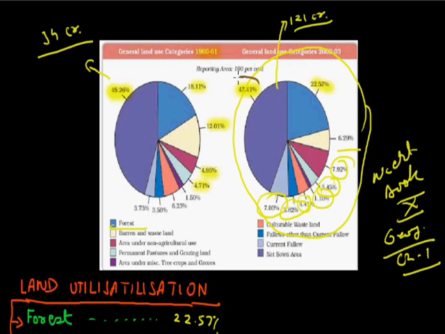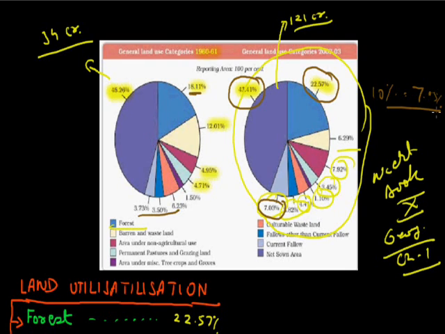If we see the satisfying features, then 43.41% of the total land area is under net sown area, which is good. Now the area under forest, as we can see here, was only 18%. Now it has increased to 22.57%. This is also a satisfying feature. The area under fallow land has also decreased. Again I am saying the area under the fallow land has decreased from 10% to 7.03%. It is also a satisfying feature.